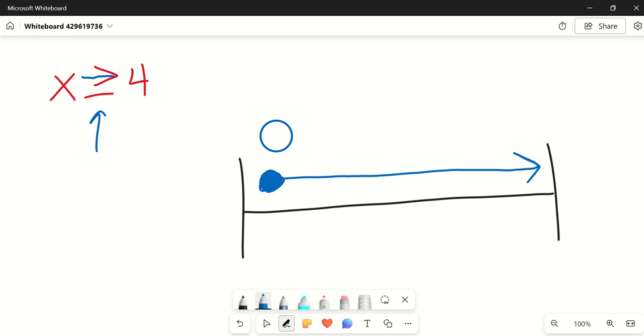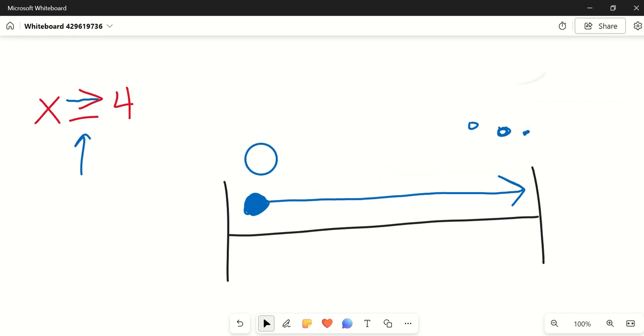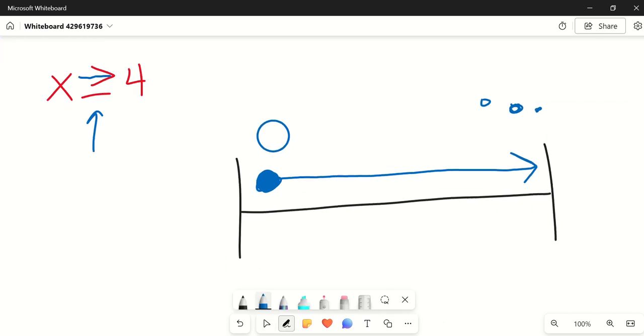Now, when you do this on your test, please make the dots big enough. Some of you guys do this, and this is your open dot, and then this is your closed dot, and it's really hard to determine. So make them bigger, please. Make them big enough to where I can determine if they're open or closed.